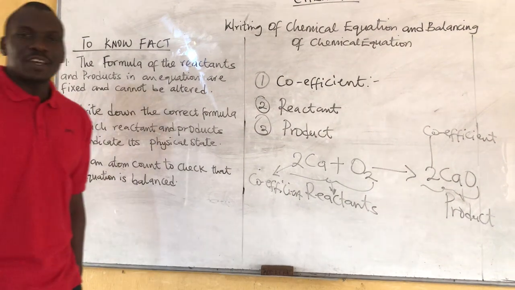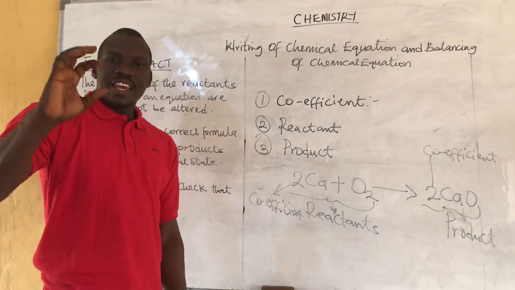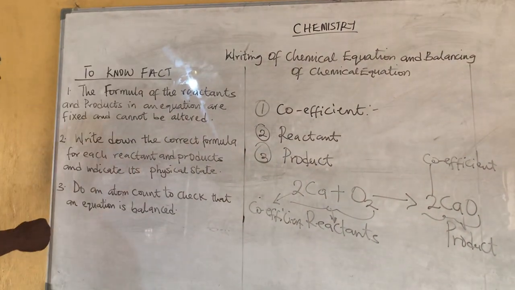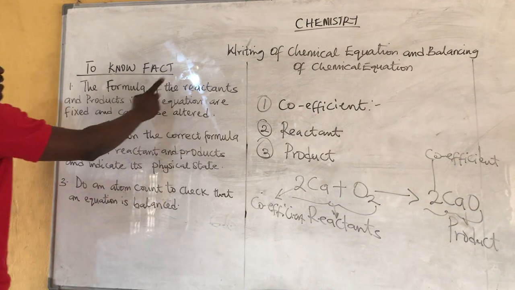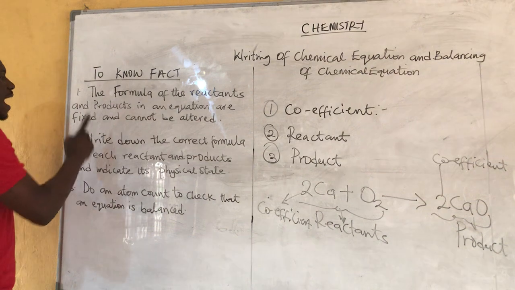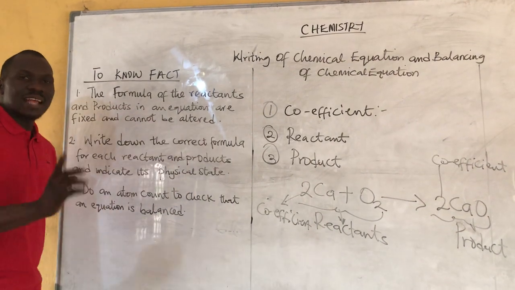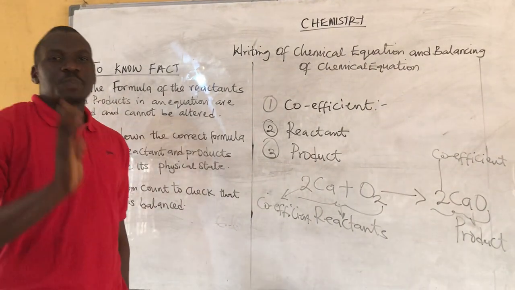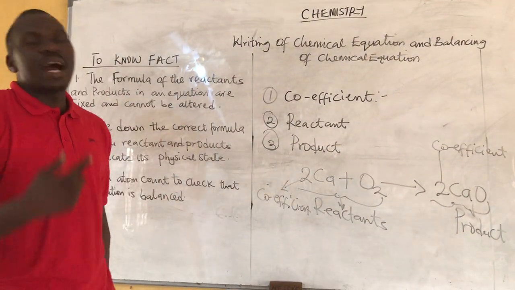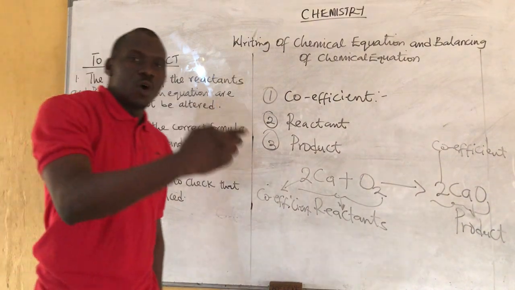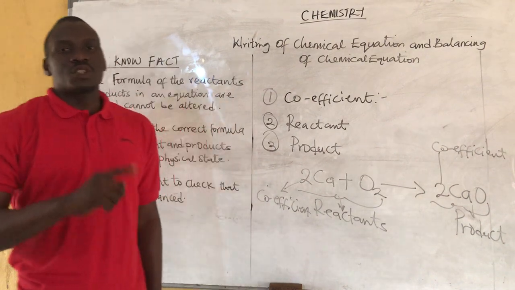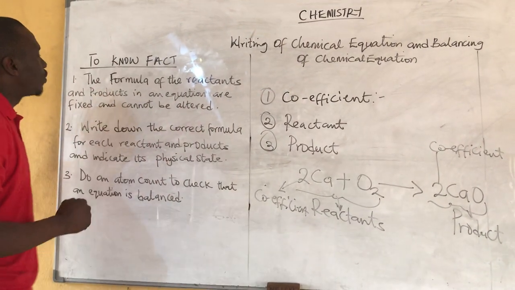Well, chemistry is difficult? No, it's based on principles, and I want to expose them to you now. Number one, the formulas of the reactants and the products in an equation are fixed and cannot be altered at any point. Not just because you want to balance an equation do you alter the chemical formula. To know how to get a chemical formula, visit our previous videos and watch them so that you can be able to write an equation.